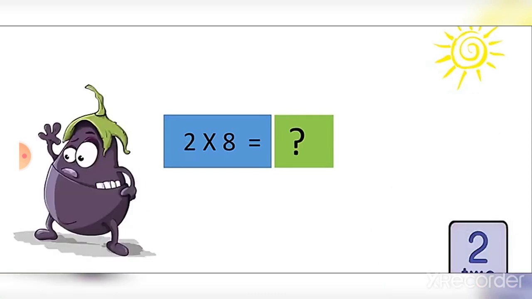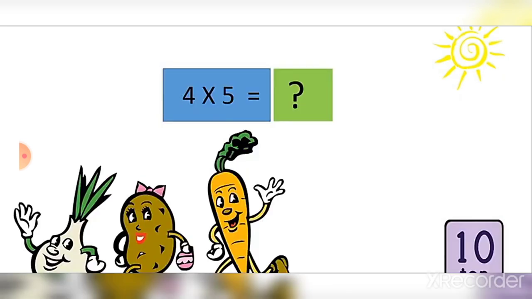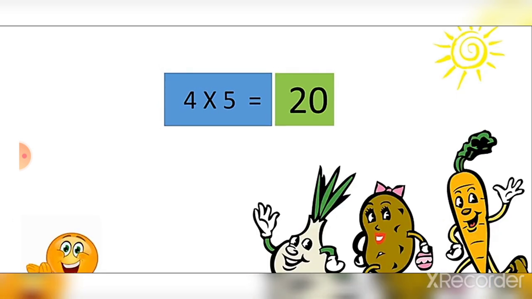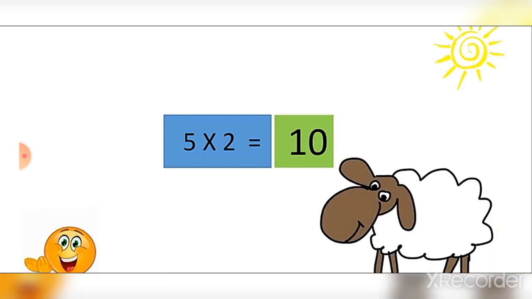What is next? Let's see. It's 2 8s are. Okay, 2 8s are. What do you say? Yes, 2 8s are 16. Very good. Next is 4 5s are. Oh, what will come? Yes, 4 5s are 20. Wow. What is next? Look, it is 5 2s are. 5 2s are, what will come? 5 2s are 10. Yes.